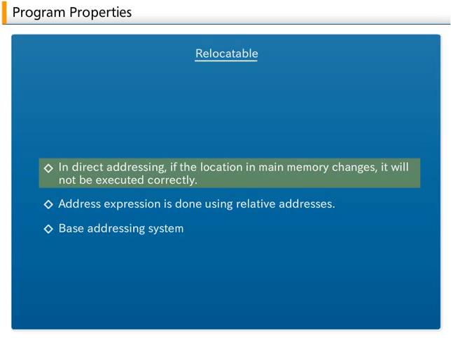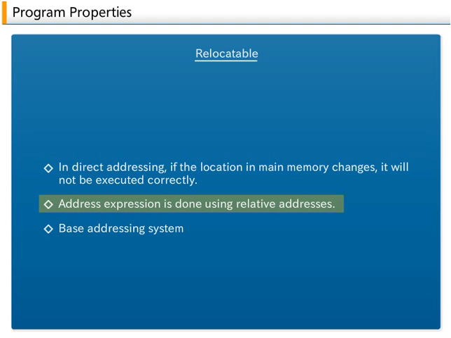In a relocatable program, the expression of addresses specified in the program needs to be done using relative address from the beginning of the program. This type of addressing system is called base addressing. The starting location of the program is set as the base register when it is loaded into main memory.